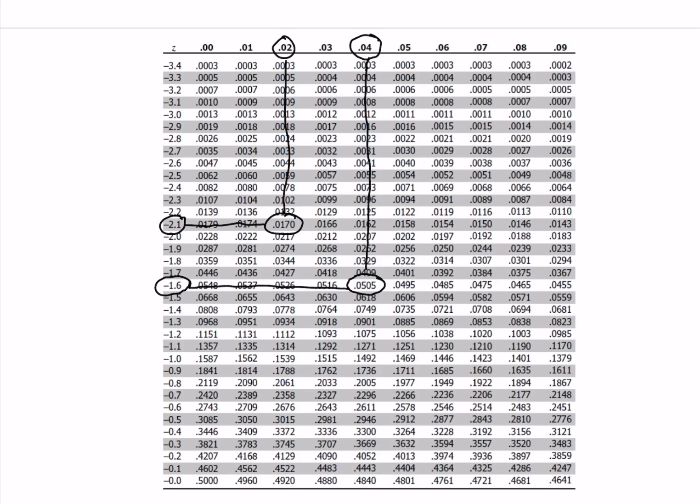Now notice next to 0.0505 we have 0.0495, which is also very close to 0.05. So we could also use the critical value of negative 1.65 in this example. It doesn't make a difference which one you use, both would be okay. So our critical value that we're going to use is negative 1.64.